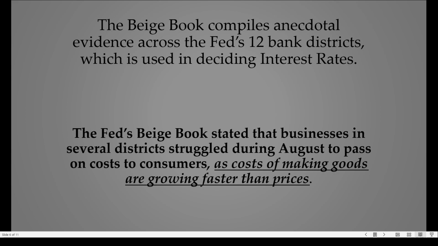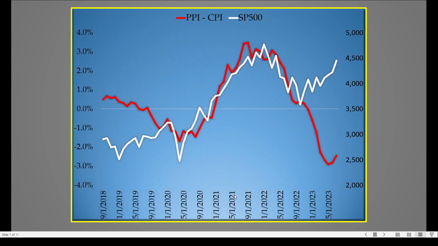They said as costs of making goods are growing faster than prices. What does this mean? The cost of making goods, that's the wholesale level, that's PPI, Producer Price Index. It's faster than the prices that we pay, consumer price index. Well, the PPI minus the CPI is the red line. The white line is the S&P 500.